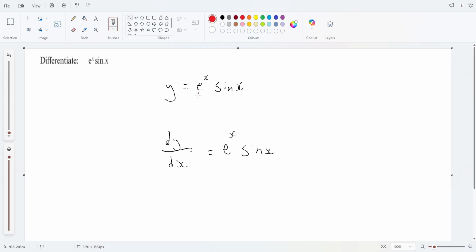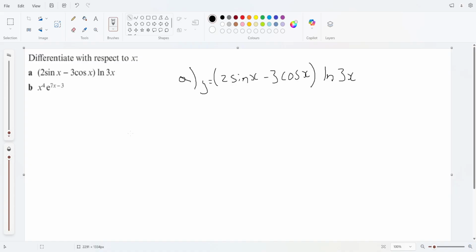Then now we're going to cover up the e to the x part, so that's just going to be differentiating the sine x part, and then that's going to be e to the x cos x. And always remember to add these instead of multiplying, because that's how product rule works. But then you can just simplify this to e to the x (sine x plus cos x), and that's just it. So now moving on to the next question.